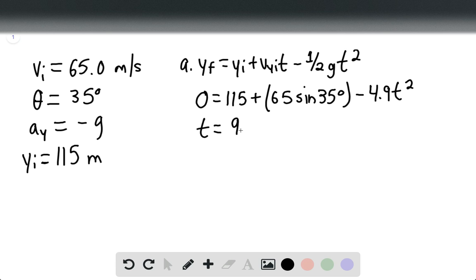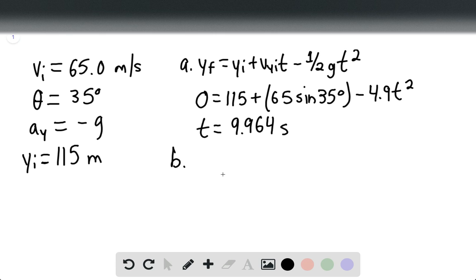T equals 9.964 seconds. We're also getting another answer, negative 2.3655 seconds. We're not going to use the negative answer because time, of course, can't be negative. So we'll be just using t equals 9.964 seconds. This is your answer for part A.